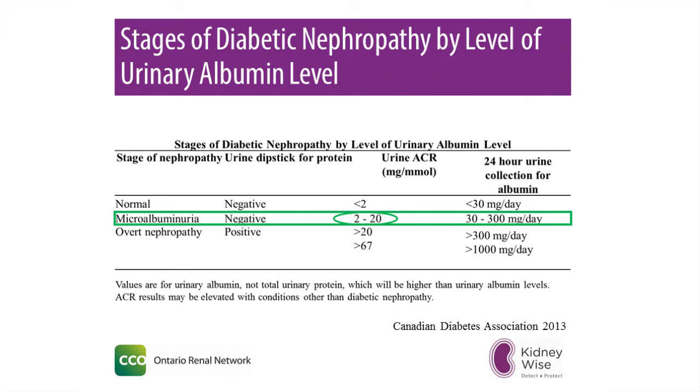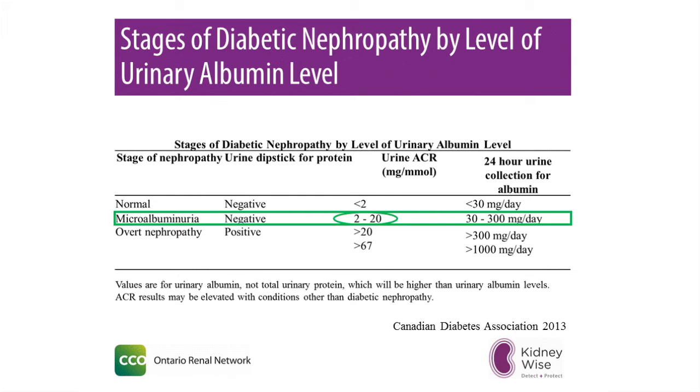The Ontario Renal Network KidneyWise Clinical Toolkit uses the cutoff of 3 milligrams per millimole to define chronic kidney disease based on albuminuria, as opposed to the cutoff of 2 milligrams per millimole as defined by the Canadian Diabetes Association. The main reason for this has to do with uncertainty about the accuracy of the urine ACR test at lower levels of albuminuria, coupled with concerns about overdiagnosis and labeling patients unnecessarily with CKD.